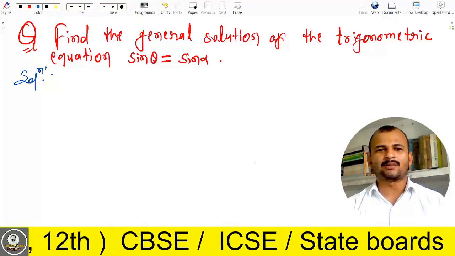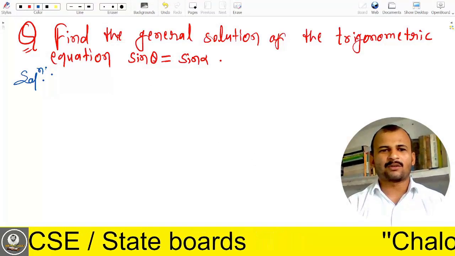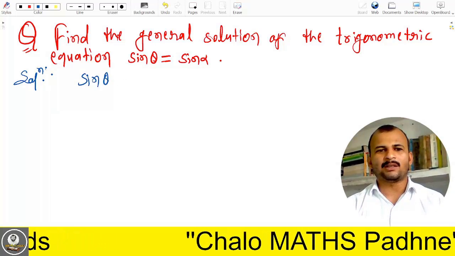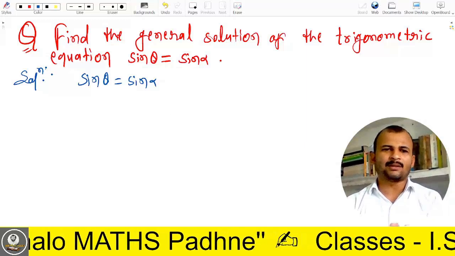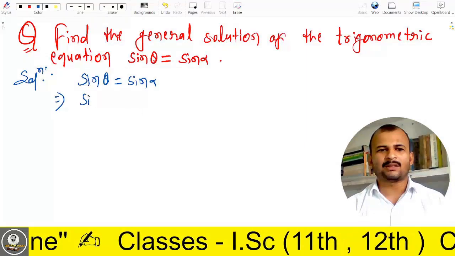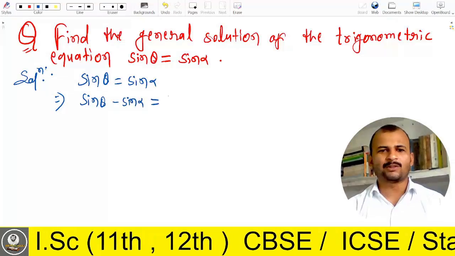We have to find the general solution of this equation, right? For this, first of all, we write the given trigonometric equation. It is sine theta equals sine alpha, right? Now we take both terms to the left side, then we get sine theta minus sine alpha, and this equals 0.